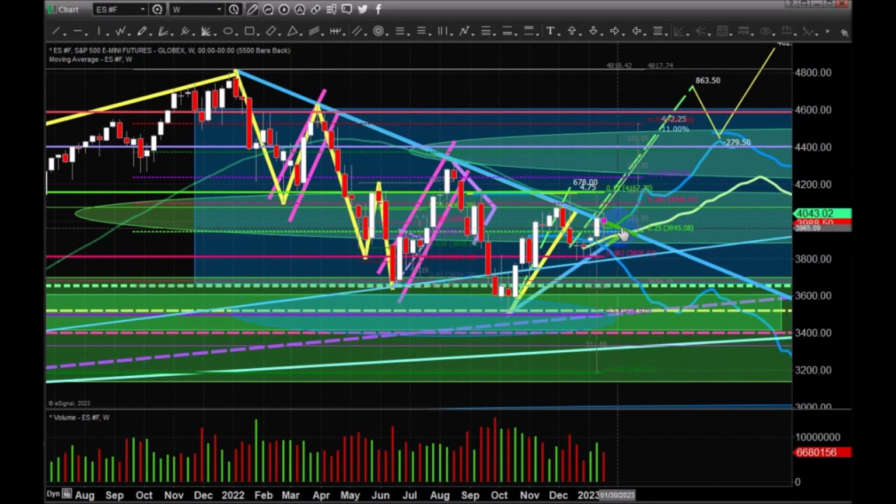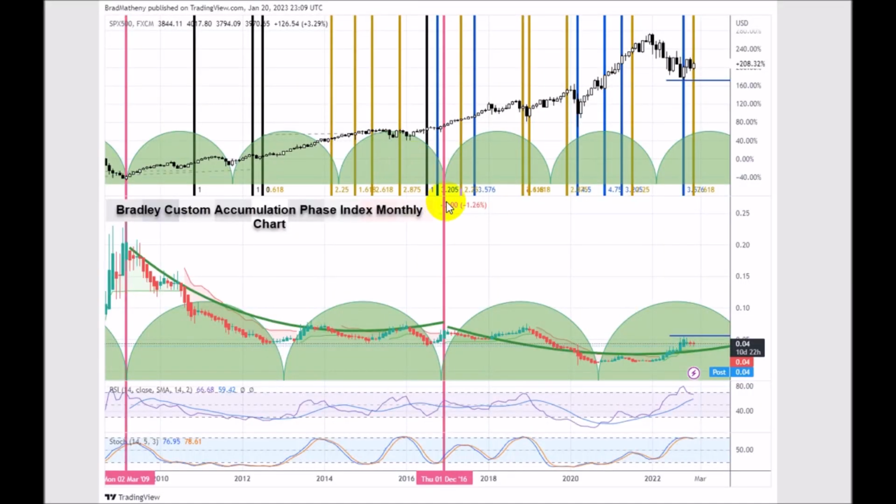As I expect the markets to digest into an upward channel, or resolve into an upward channel, and attempt to move back up to this 4,400 level. Okay, so let's come back over here. Let's look at the accumulation phase index. This is the S&P 500, basing and bottoming. This is a monthly chart.